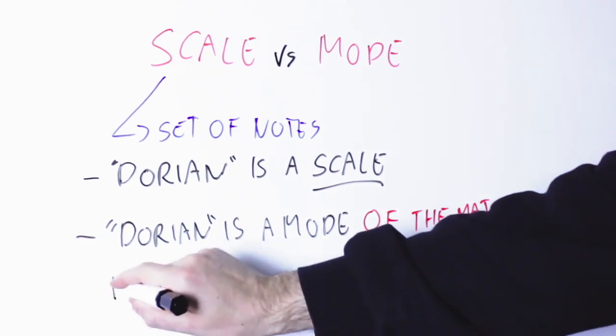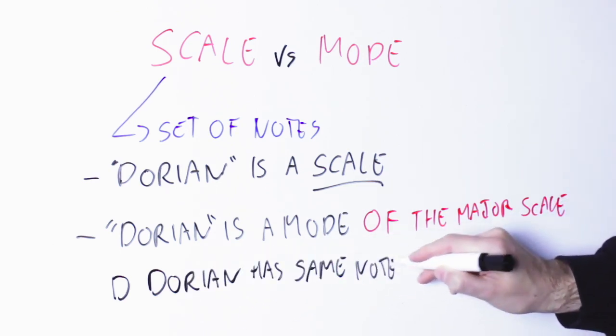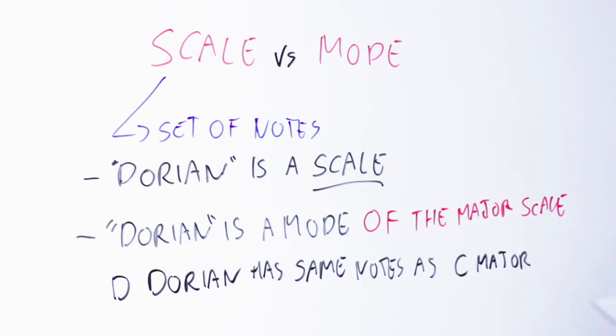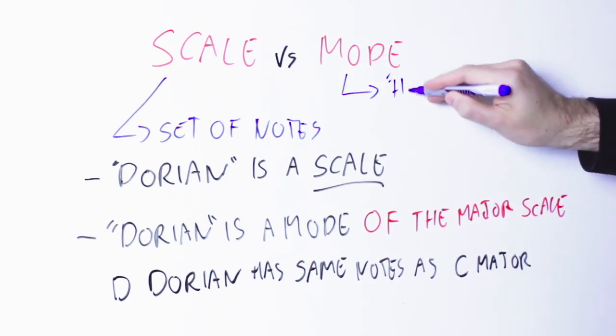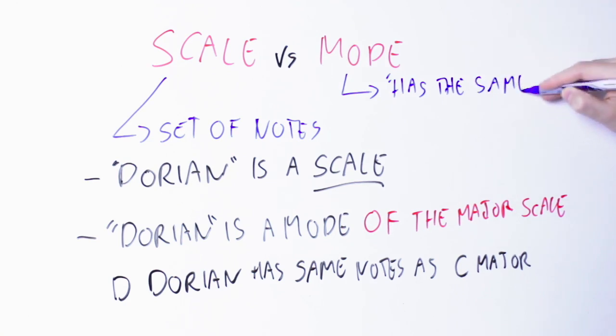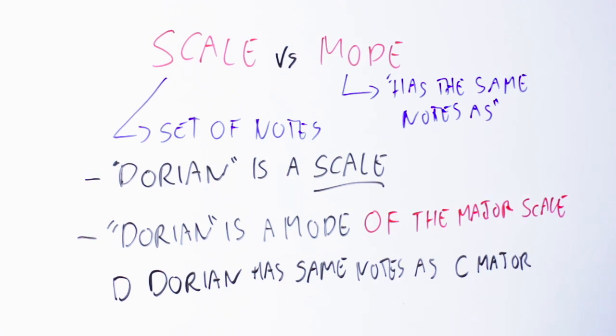What does that mean? It means that there is a major scale that contains the same notes as Dorian. If I take the C major scale, the notes are C, D, E, F, G, A, B, and so you see that C major and D Dorian contain the same notes. Two scales that have the same notes are modes of each other, so I can say that D Dorian is a mode of C major, but I can also say that C major is a mode of D Dorian. The first way of saying it is more usual, simply because the major scale is more common than the Dorian scale. And here comes the next point of confusion.